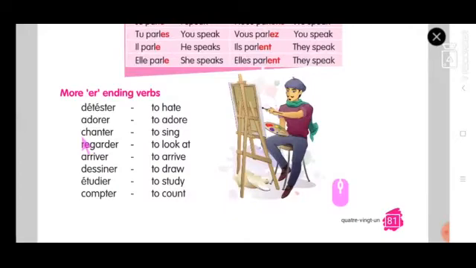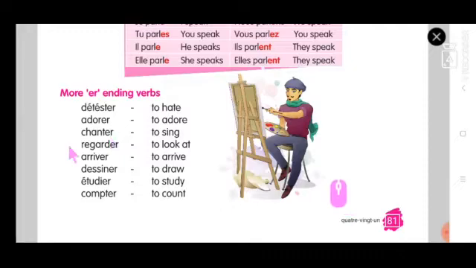Chanter. The name of the verb is chanter and the meaning is to sing. So take out the ER and what is left out is the radical. So the sound is chante. Je chante. Tu chantes. Il chante. Elle chante. Nous chantons. Vous chantez. Ils chantent. Elles chantent.